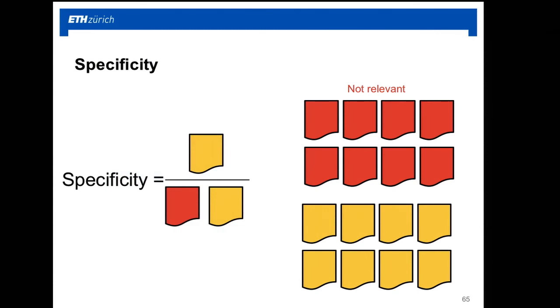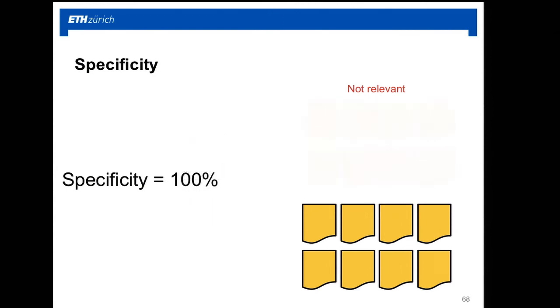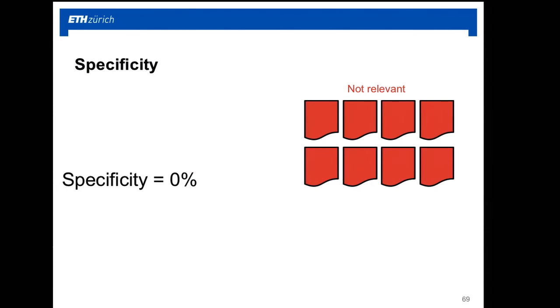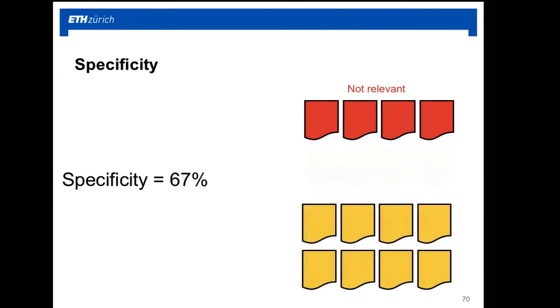What's the specificity here? Everybody? 50%. And here, that's 100%. We only have correct results. We do not return non-relevant documents. Here it's 0%. This is the nightmare. You return all non-relevant documents, which you shouldn't have done in the first place. And here another example, it's 67%. There's 2/3 correct, 1/3 incorrect. This is specificity.